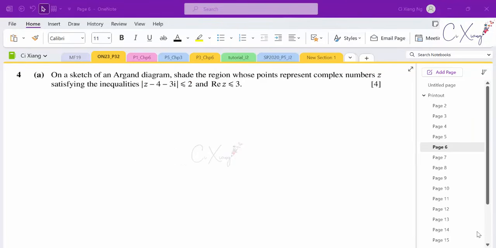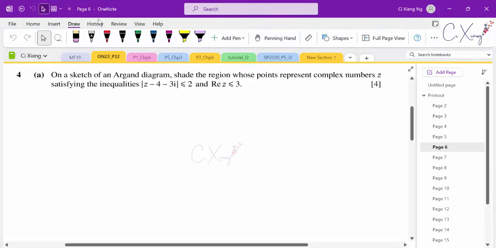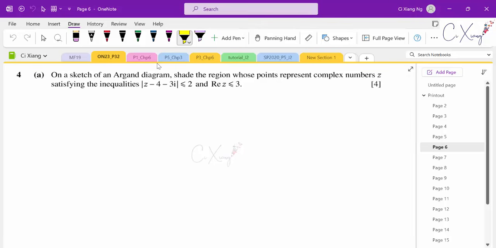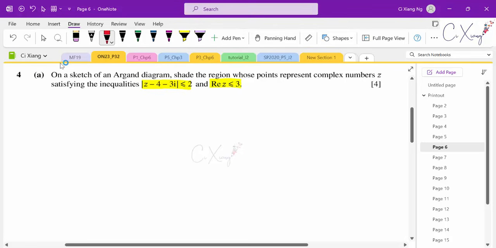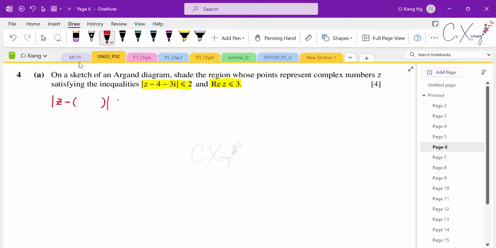Okay, so now we are at question number 4. They want us to sketch an Argand diagram that fulfills the shaded area or the region that fulfills the two inequalities. The first inequality is this one, and the second inequality is this. Before we sketch, we need to rephrase it into the pattern with the modulus of z minus a complex number, smaller or equal to 2. So what's the complex number that I should put here? It should be 4 plus 3i.